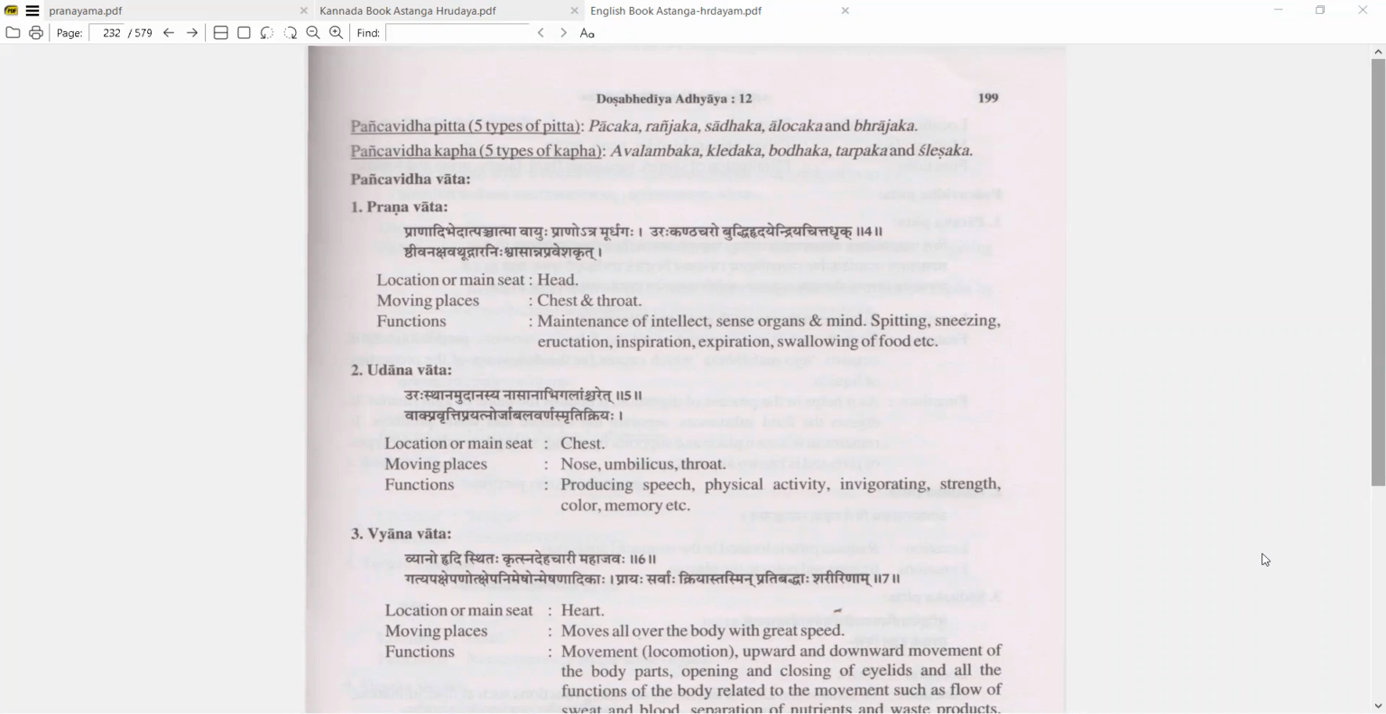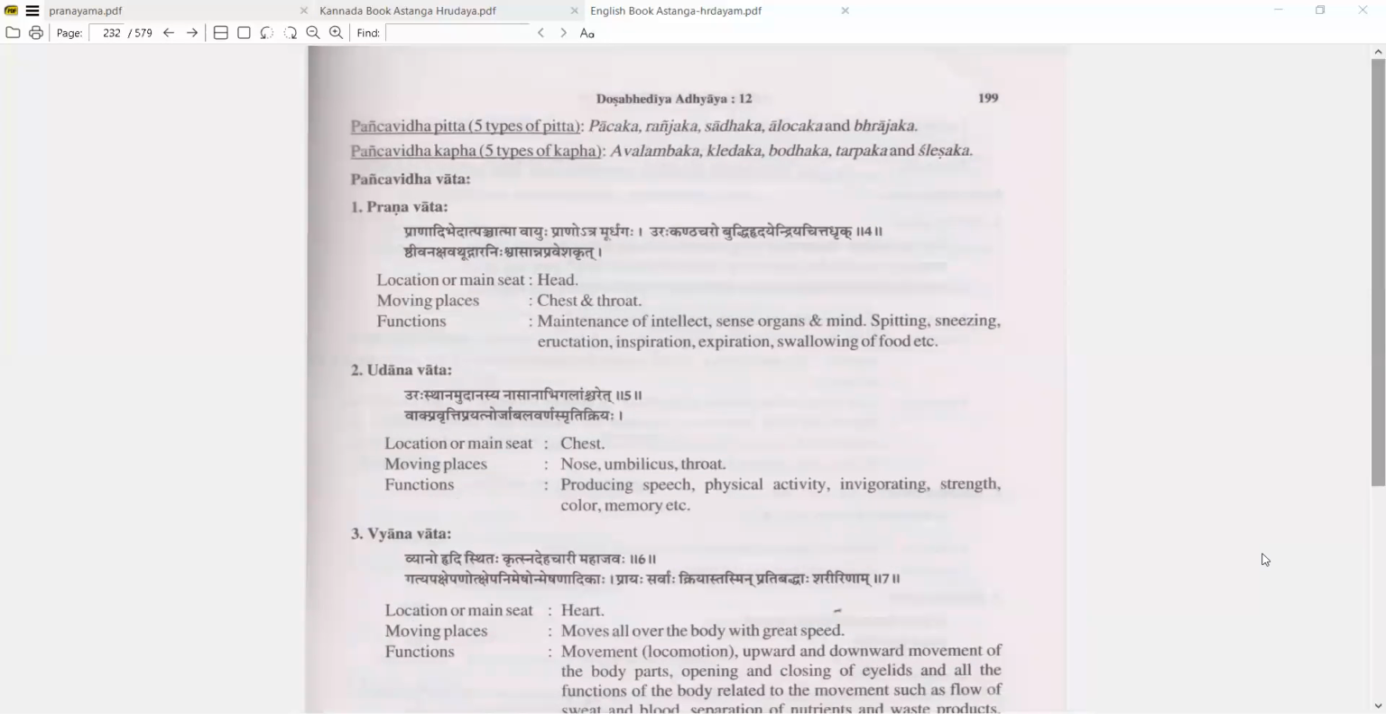Panchavida Pitta, 5 types of Pitta: Pachaka, Ranjaka, Sadhaka, Alochaka, and Bhrajaka. Panchavida Kapha, 5 types of Kapha: Avalambaka, Kledaka, Bodhaka, Tarpaka, and Shleshaka.